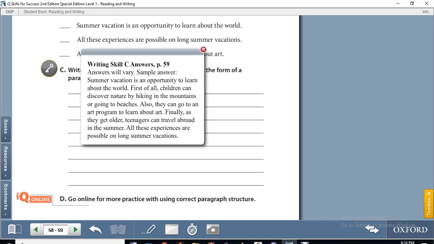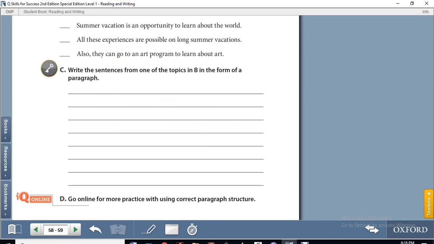Summer vacation is an opportunity to learn about the world. First of all, children can discover nature by hiking in the mountains or going to beaches. Also, they can go to an art program to learn about art. Finally, as they get older, teenagers can travel abroad in the summer. All these experiences are possible on long summer vacations. So you may follow this example to write your own paragraph based on activity B.